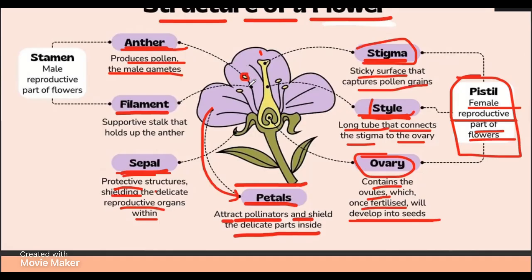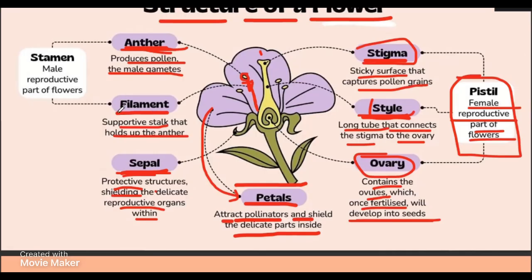On the downside of the anther, there is a filament, the stalk-like structure. As you can see here, this is the filament. And what does the filament do? The filament is the supportive stalk that holds up the anther. To hold the anther and to support the anther is the primary function of the filament.